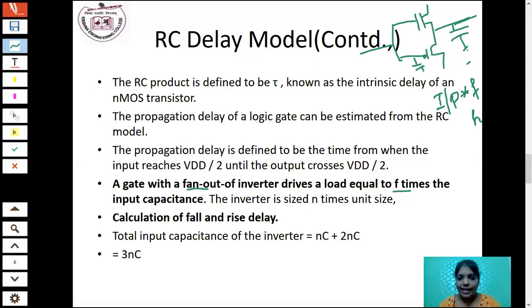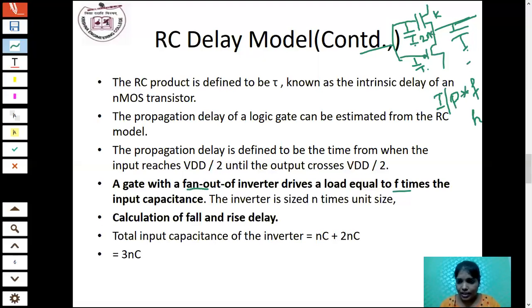In order to calculate the load capacitance value, what are we going to do? We are going to multiply the fan out, that is F, into the total input capacitance value. For example, here I am considering its value is KC. So the input capacitance for the PMOS transistor is 2NC. Here I am considering it is 2NC.